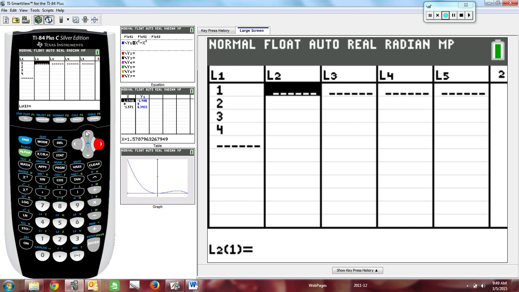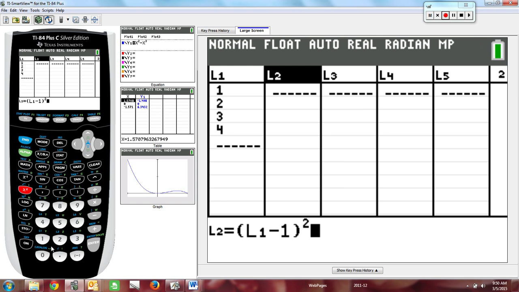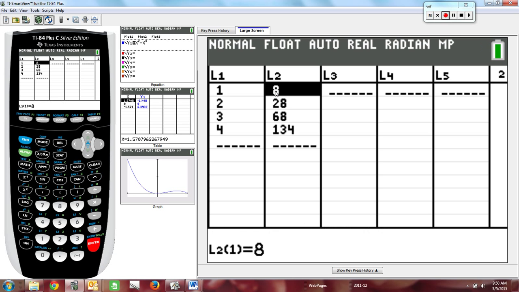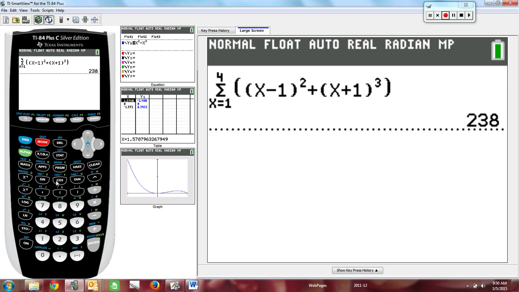And then I'm going to come over here to L2, and I'm going to put in the formula for getting each term, which would be what you had in your summation. But now you've got to remember your L1 is your variable. So I'm going to do my (L1 minus 1) squared plus (L1 plus 1) cubed, and then hit enter, and it fills in those values that we came up with before. And then I want to sum those up, so I can quit out of this, and I can also go to the catalog.